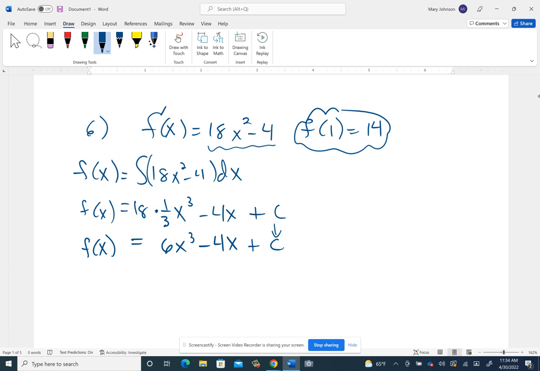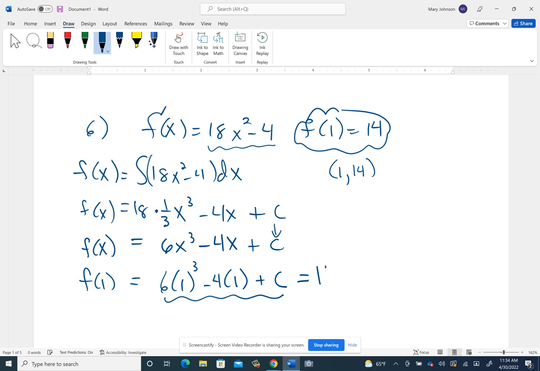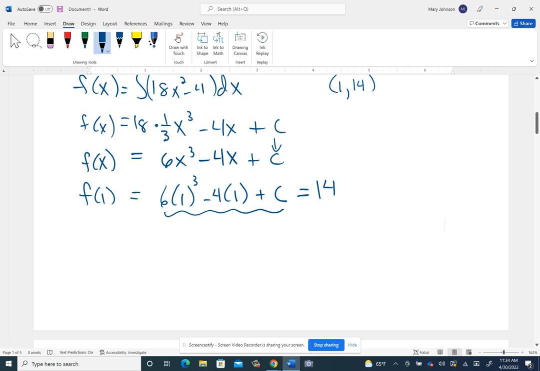See, f of 1 equaling 14 means x is 1 and y is 14. So what you're going to do is plug in the 1 for x. What is the value of the function at 1? You plug in the 1 for x, and you know that should wind up being 14 when you're finished. So then you go from there, follow order of operations, or let your calculator do this for you if you're rusty on all that.